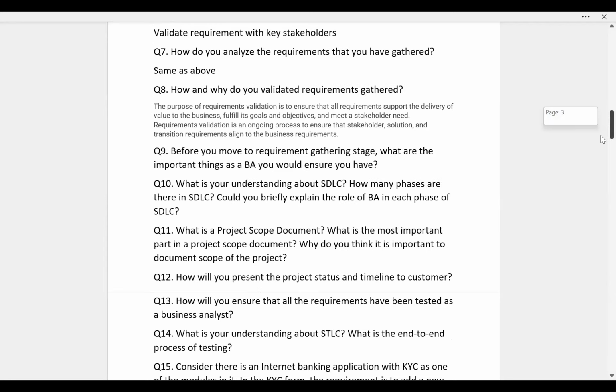Okay. So number 8, how and why do you validate requirements gathered? So first question is how. By conducting walkthrough sessions. That means you conduct meetings with your customer, and whatever diagrams that you have prepared, you show those diagrams to your customer, and you basically validate whether my understanding is correct or not, whatever we discussed in the requirement gathering session.